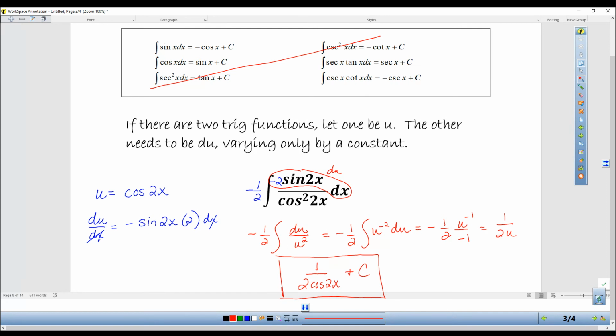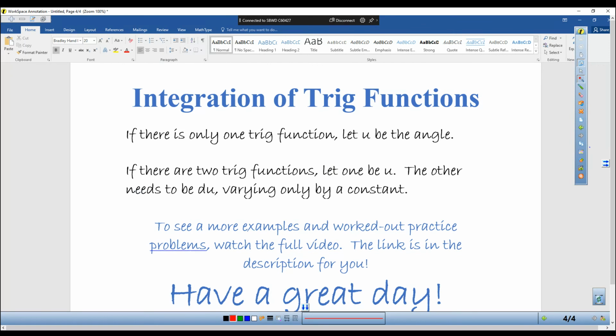And those are the two different types of integration problems that involve trig. If you need to see more examples or worked out practice problems, there's a full-length video that you can watch. That link is in the description for you.